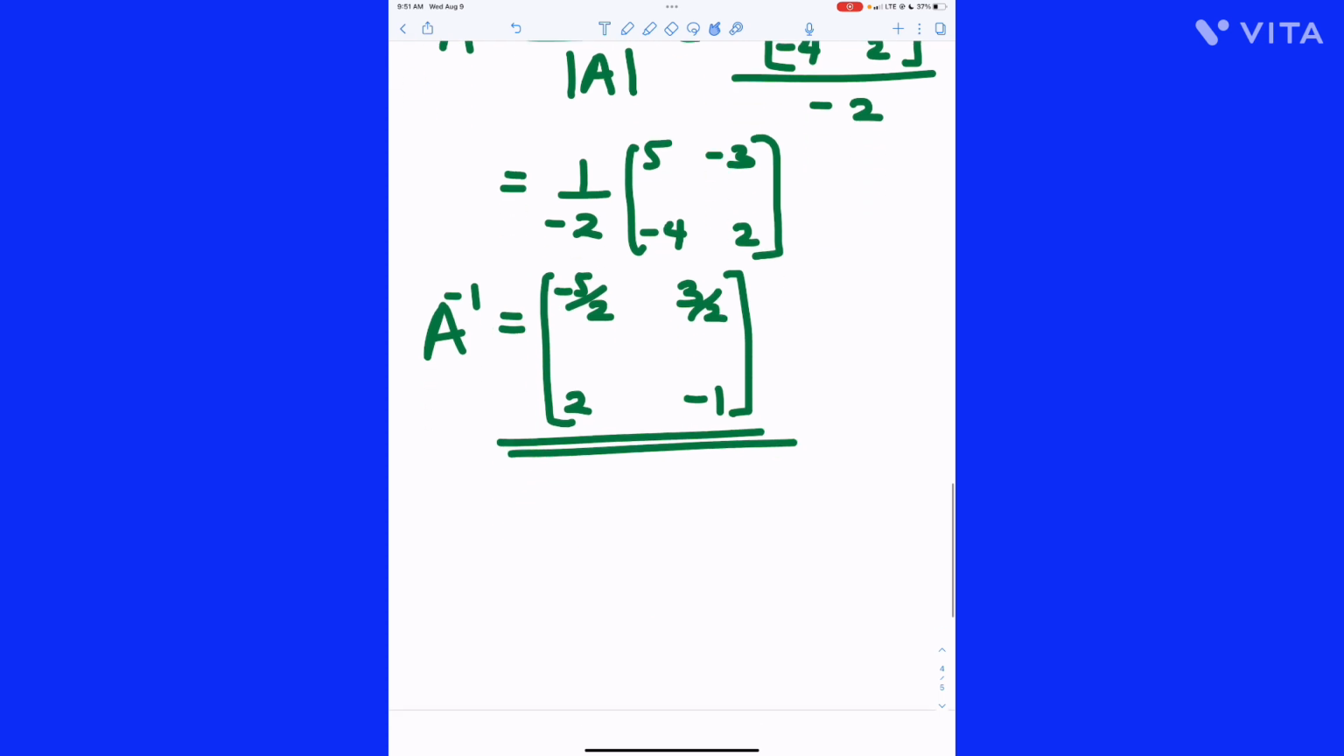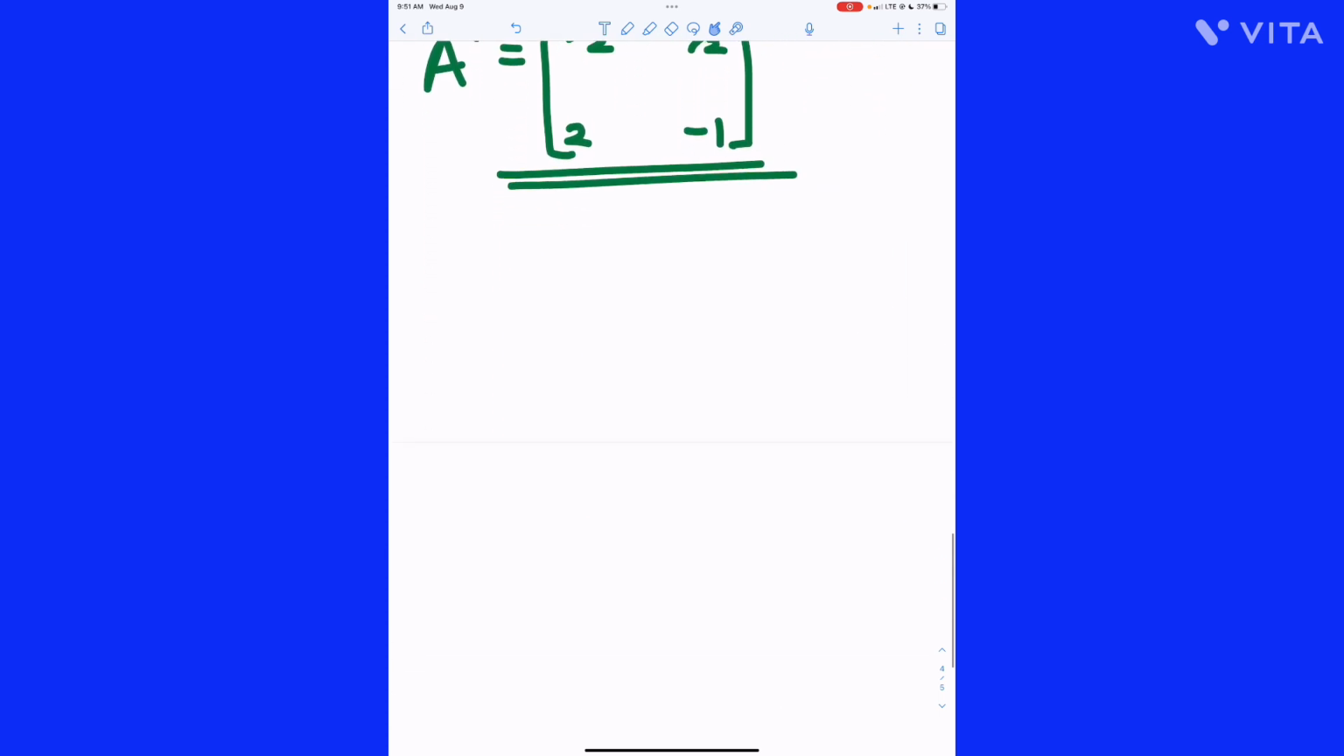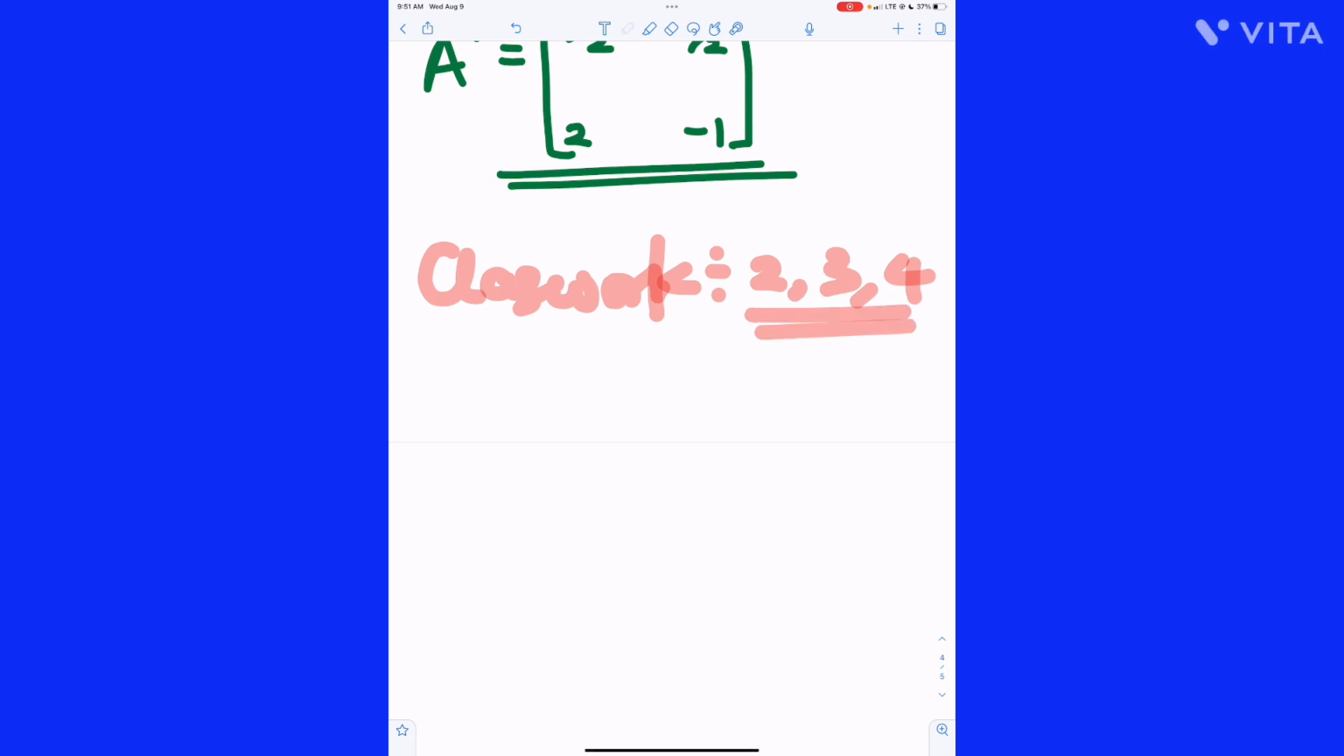You answer the remaining 3 like that. So let me just write here, classwork: numbers 2, 3, and 4. Find the inverse of these 2 by 2 matrices yourself.